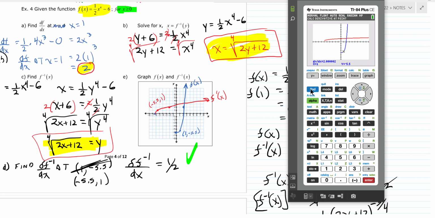If I want to check that, I just go second trace, option 6. This time scroll up to the red graph and put in negative 5.5. Okay, if you put that in, there it is. See, it's 0.5. Okay? And that's what I want you to see on that. That's how you can tell you're right with your calculator.